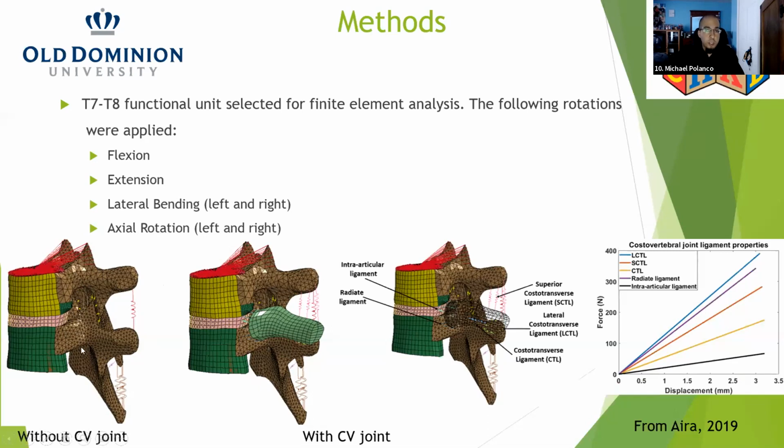So the configuration on the left is showing the functional unit without the costovertebral joint, and to the right with the costovertebral joint. The joint complex shows a portion of rib with ligament-based connections to the functional unit. The ligaments that make up the complex of the costovertebral joint are labeled here. And finally, the graph on the right is showing the input properties to the ligaments making up the costovertebral joint complex taken from the literature.